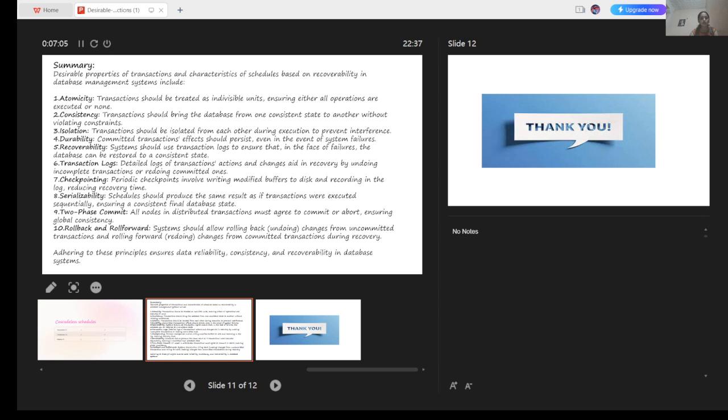Serializability. Schedules should produce the same result as if the transactions were executed sequentially, ensuring a consistent final database state. Two-phase commit: all nodes in distributed transactions must agree to commit or abort, ensuring global consistency. Rollback and roll forward: systems should allow rollback, undoing changes from uncommitted transactions, and roll forward, reapplying changes from committed transactions during recovery. Adherence to these principles ensures data reliability, consistency, and recoverability in database systems.